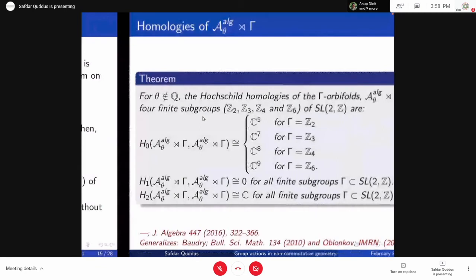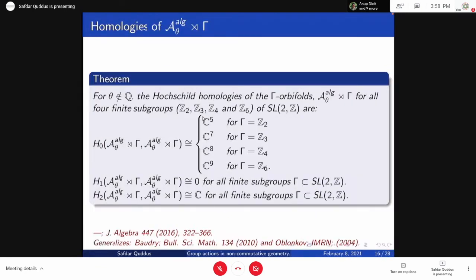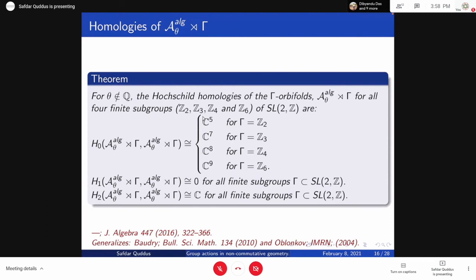Okay, so what has been done? I'll just state the results. So the homologies of this group action have been calculated or understood.